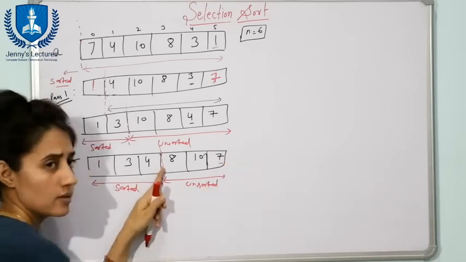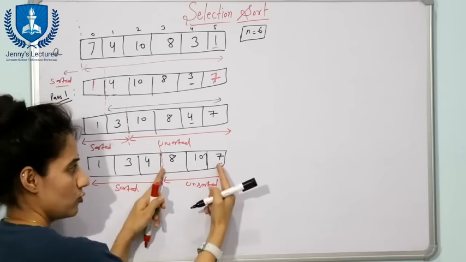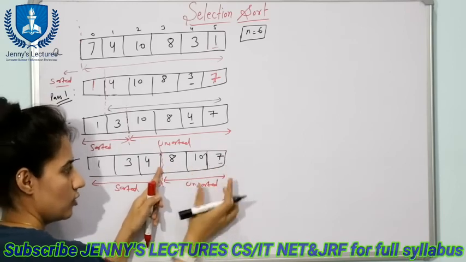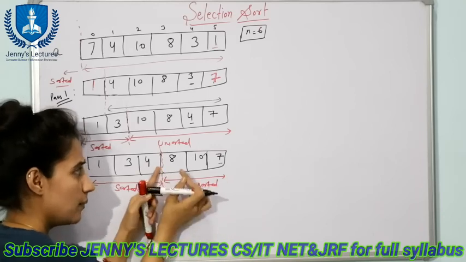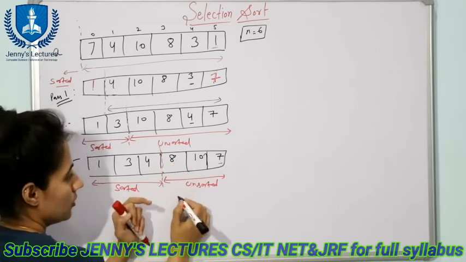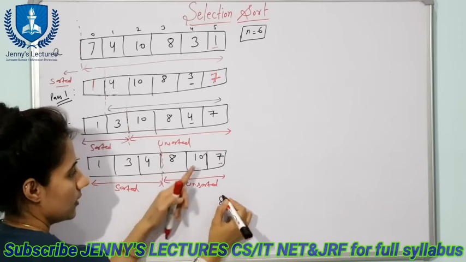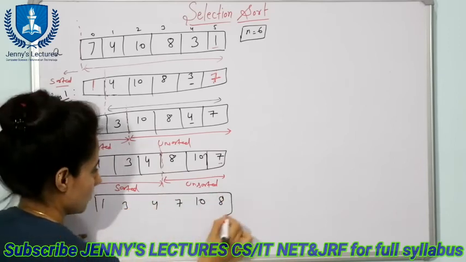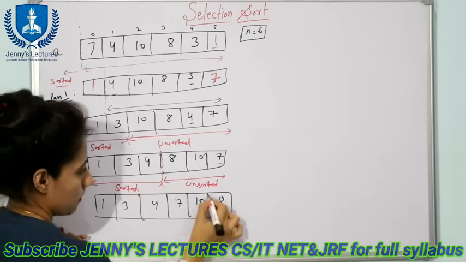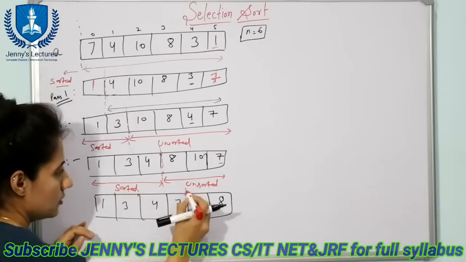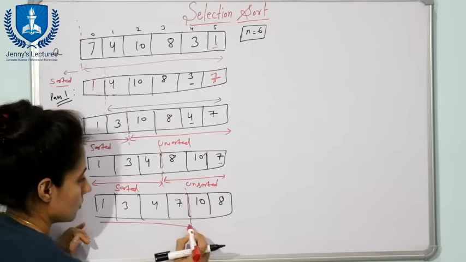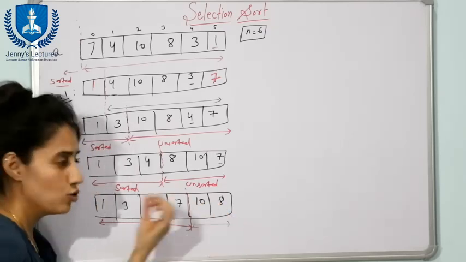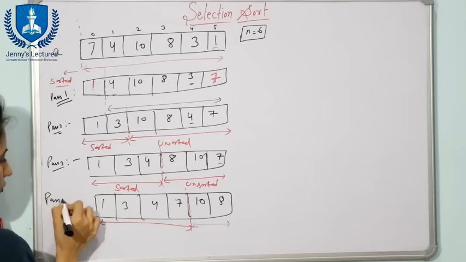The minimum element is 7 and we are going to swap this minimum element with this 8, because at the starting of this unsorted subarray the element is 8. So we will write 7 here, 8 here, and the remaining elements would be as they are, 1, 3 and 4. Now our sorted subarray is this much, and the remaining 2 elements are in the unsorted subarray, and this is pass 4.